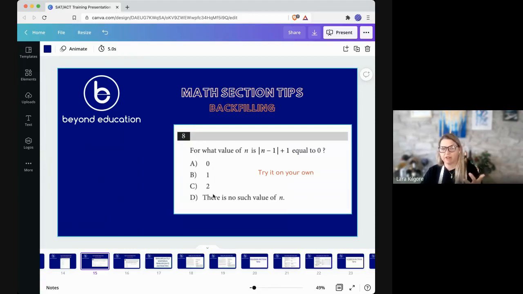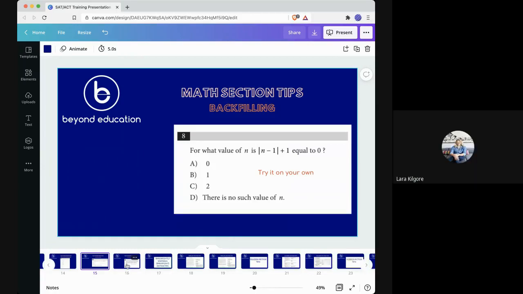Or if you can backfill, like this is really easy for me, hey, these have to be correct, so let me just plug these in. Any tools where you can increase the likelihood that you're going to get it right and you can do it quickly is a good strategy to use.